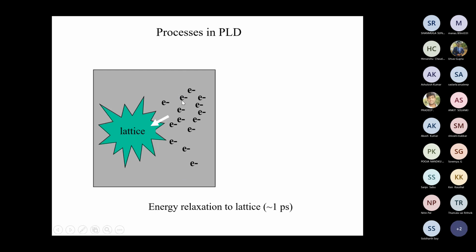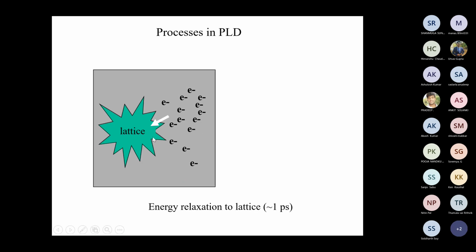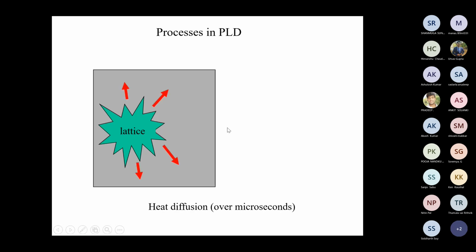Then you can see that the energy will transfer to the lattice. So first is the photon interaction with the surface, and second, the generation of a lot of charge carriers, or electronic excitation. Then this electronic excitation interacts with the lattice, and this energy relaxation to the lattice takes 1 picosecond. So the energy will be relaxed to the lattice.